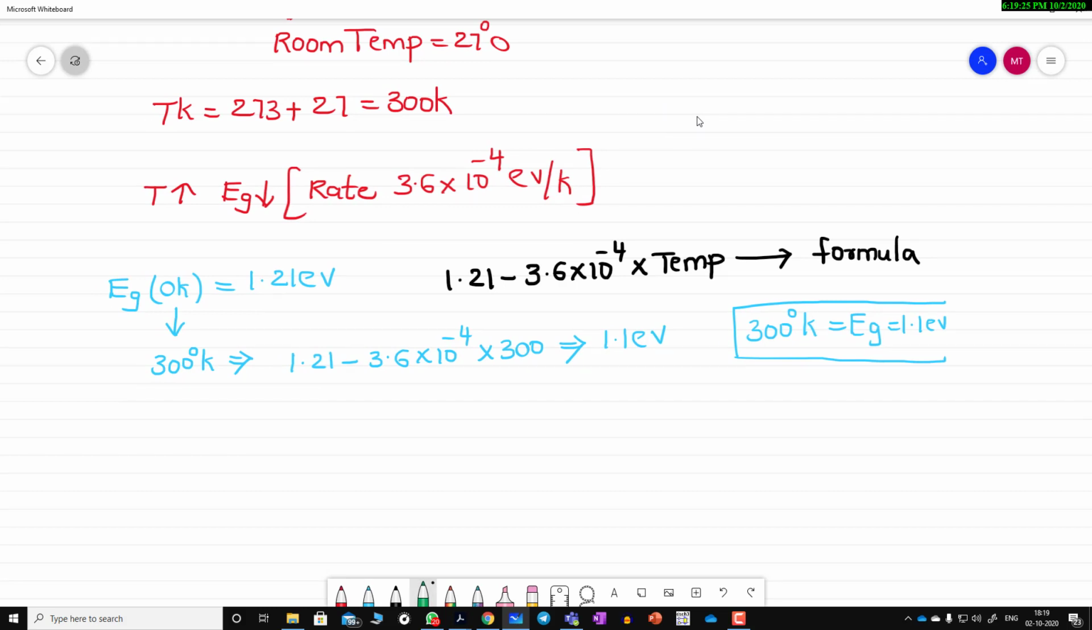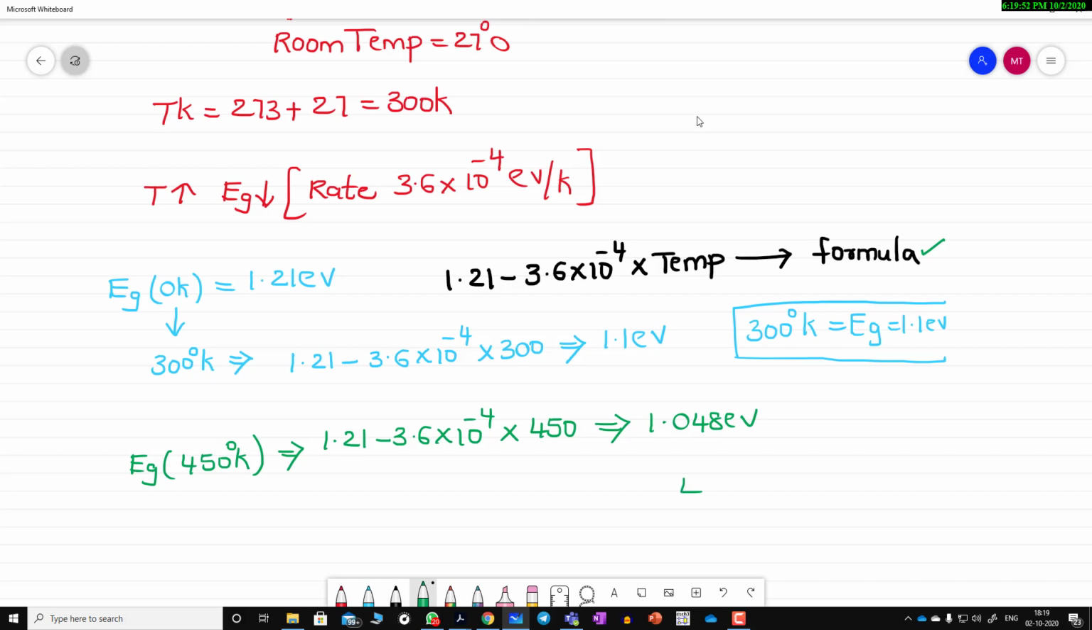Next, in our given question we need to find the energy band gap Eg at 450 degree Kelvin. Again, you need to make use of the same formula: 1.21 minus 3.6 into 10 power minus 4 multiplied by 450 degree Kelvin. The answer which I'll get is 1.048 electron volt. Therefore at 450 degree Kelvin the energy band gap is 1.048 electron volts.